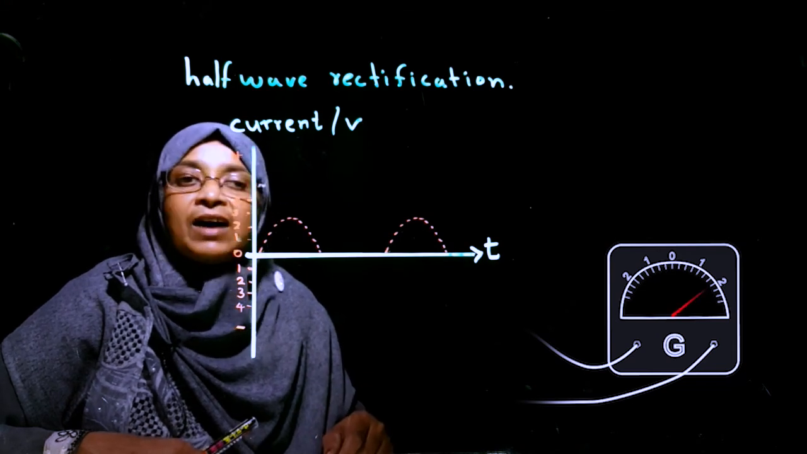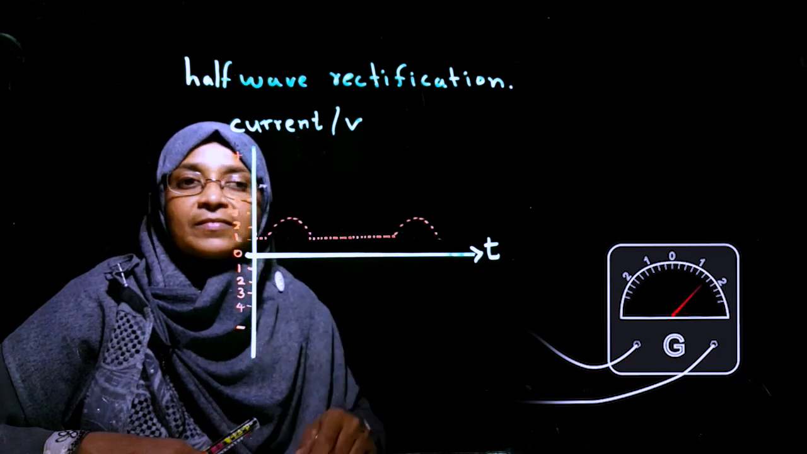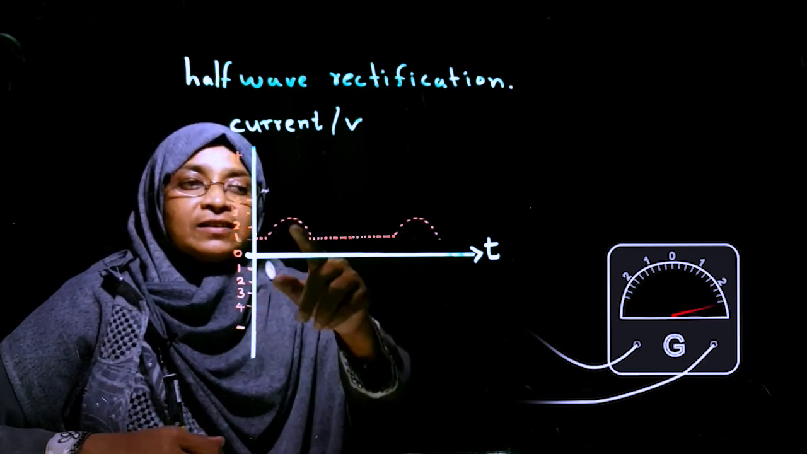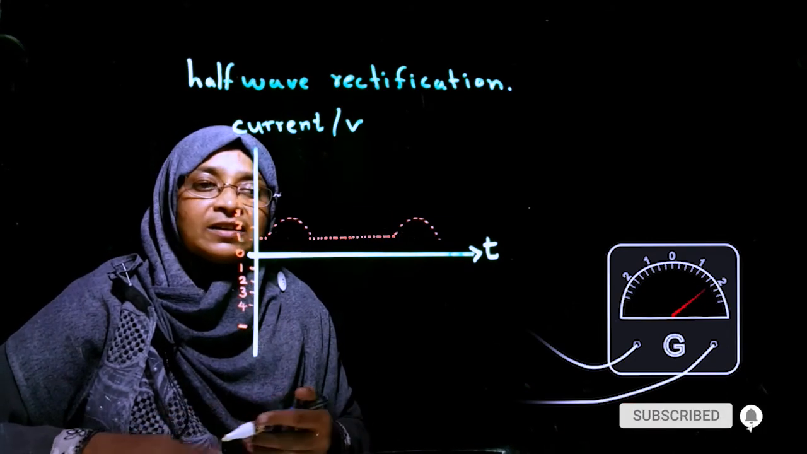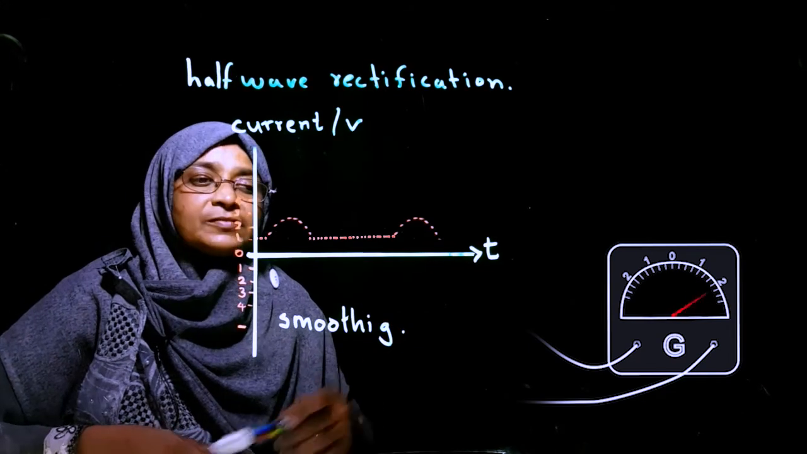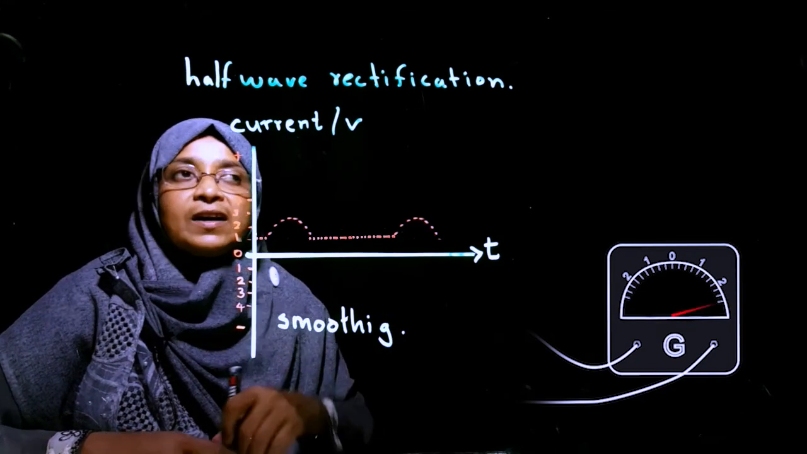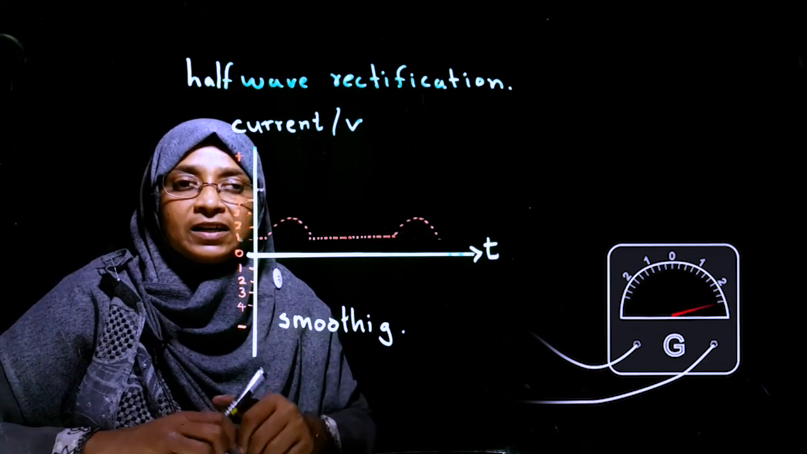So, our graph will change like this. Smoothing this variation is called smoothing. This graph shows half wave rectification with smoothing.